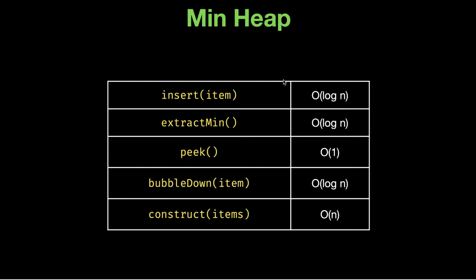So on average, as a summary, we can see that insertion is log n, extract minimum is log n, peeking is O of 1 because we can instantly look at the root and return the value, bubble down is log n, and construct is O of n.